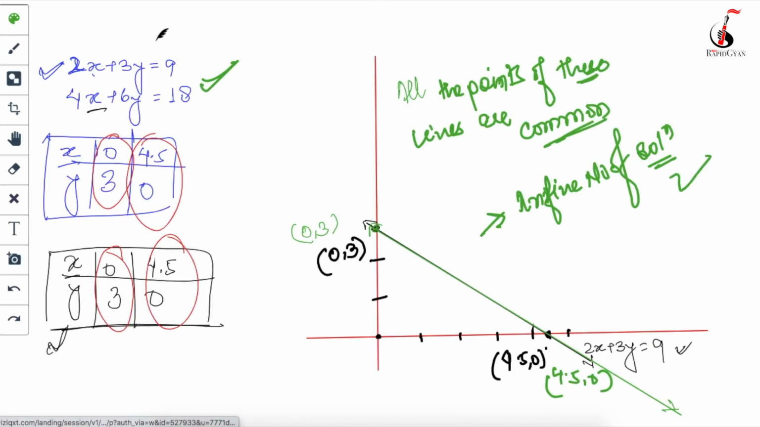Now let's talk about the third case. So the third case was, beta, let's take an example: x plus 2y is equal to 4, and the second one is 2x plus 4y is equal to 12.